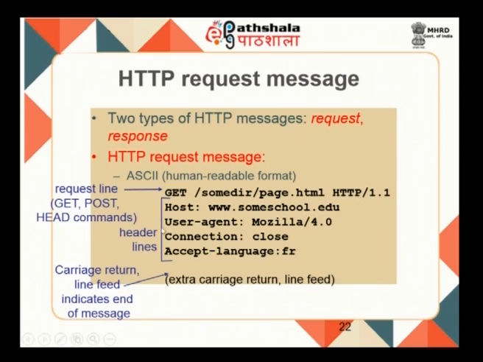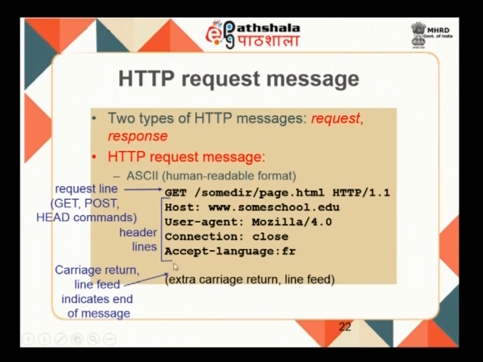This request line can be followed by 0 or more header lines. There could be many header lines that give more information about the kind of request. We have things like user agent, which specifies the web browser sending this request, and whether you want a persistent or a non-persistent connection. You can say connection close, which means that once this object is served you can close the connection, and the language in which you want to accept the web page. All these are kinds of information you can specify as part of your request message. Once you have done this, you end the entire message by giving a carriage return and a line feed.